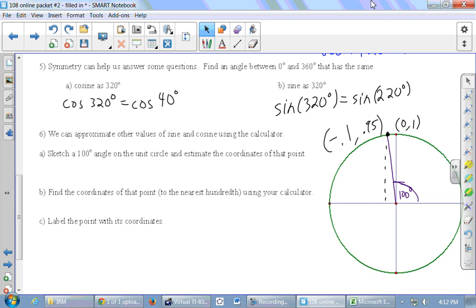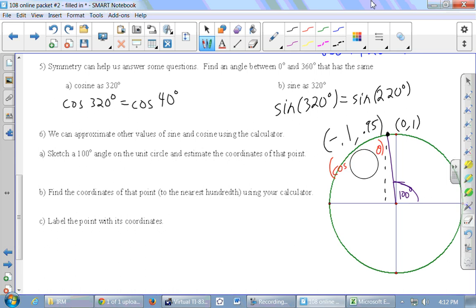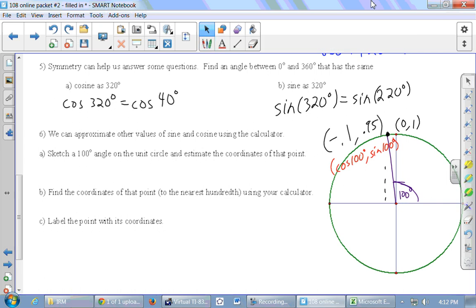B, find the coordinates of that point to the nearest hundredth using your calculator. Okay, so now instead of estimating by just looking at the graph, we're going to recognize that the x and the y are now the cosine of the angle and the sine of the angle. In this case, the angle in both cases is 100 degrees. So this is really cosine of 100, sine of 100. So let's type those numbers in and see how good or bad our estimates were.